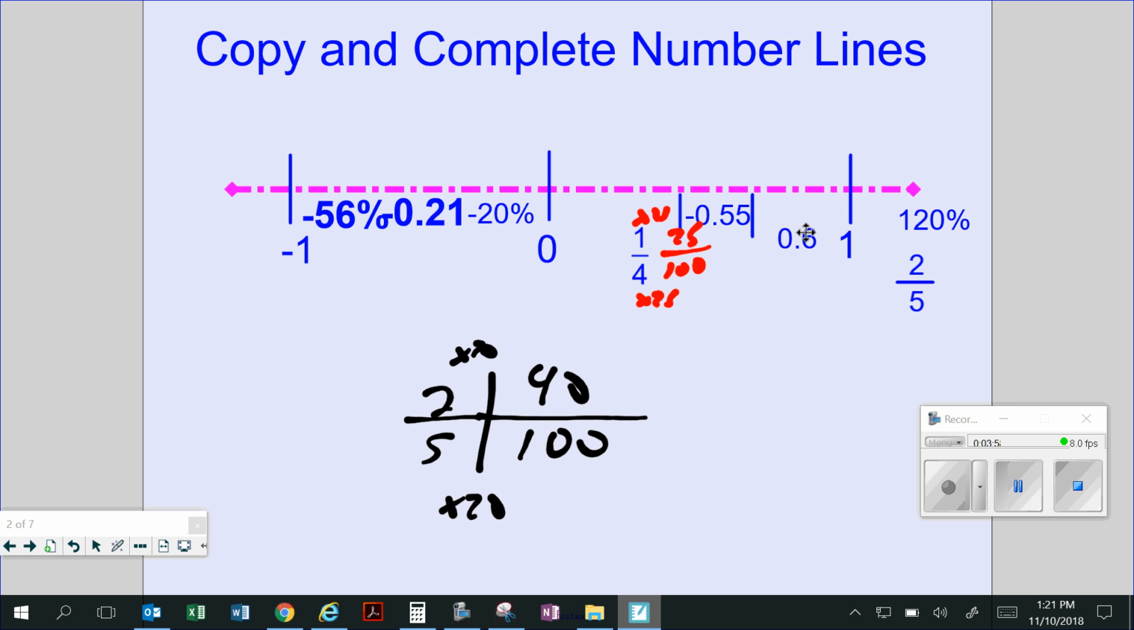So this is 60, this is 55%, and this is 1/4, 25%, so 40%. Oh, goodness gracious. Yeah, it goes right there.